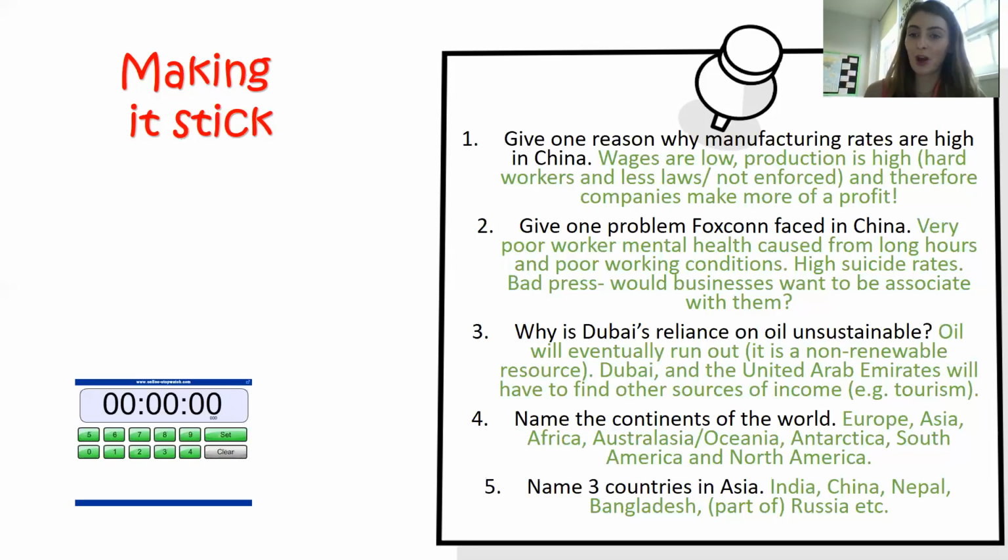Number 4 says name the continents of the world. Make sure you've got all 7 down and make sure they've all got capital letters. Number 5, name 3 countries in Asia. I've just listed a few, you could have got other ones, but the ones that I've put is India, China, Nepal, Bangladesh and part of Russia. Remember, they all need capital letters as well.